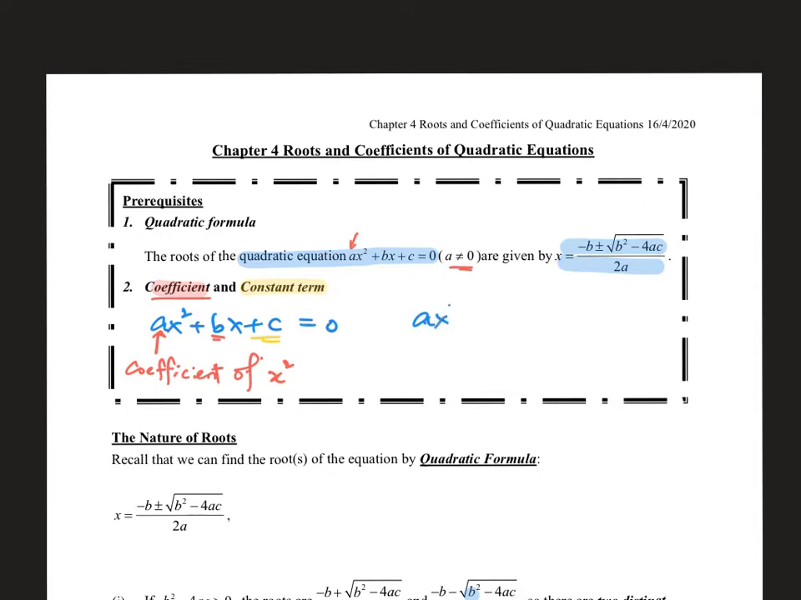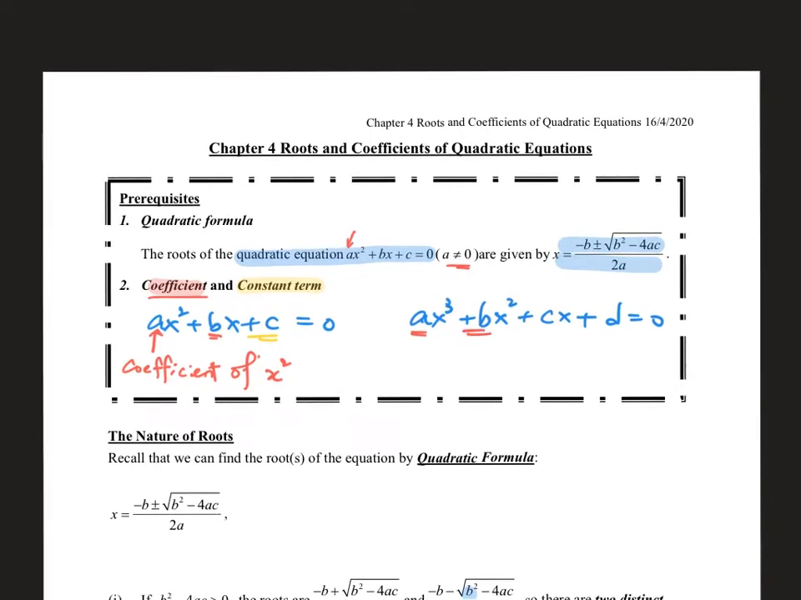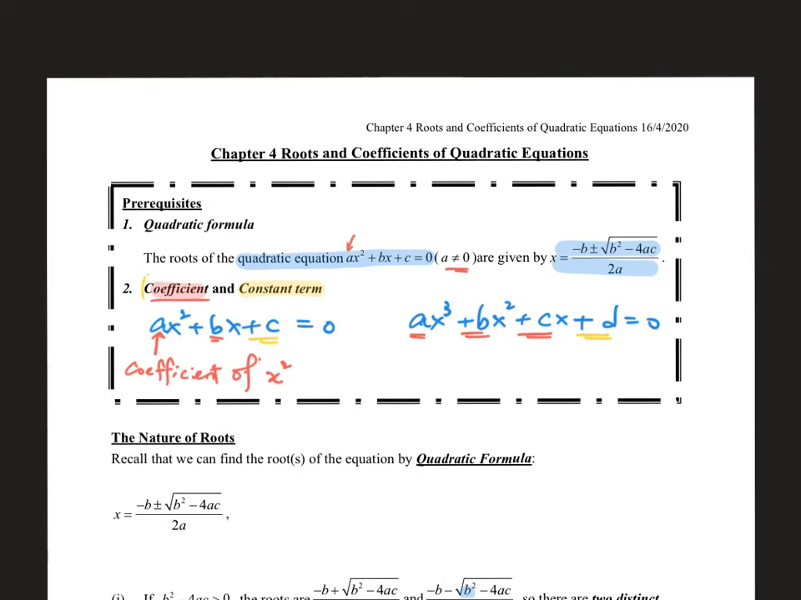Later on, you may be seeing some questions regarding cubic equations. In this case, we have three different coefficients: the coefficient of x cubed, the coefficient of x squared, the coefficient of x, and last we still have a constant term d in this expression. So make sure that you know the way how you read the coefficient as well as constant term, because they are important to our study about roots and coefficients of quadratic equations onward.